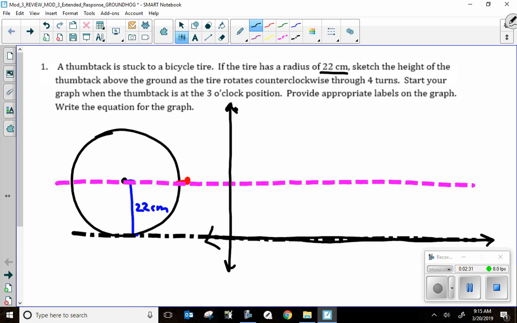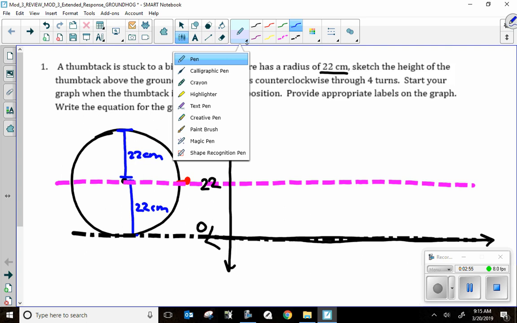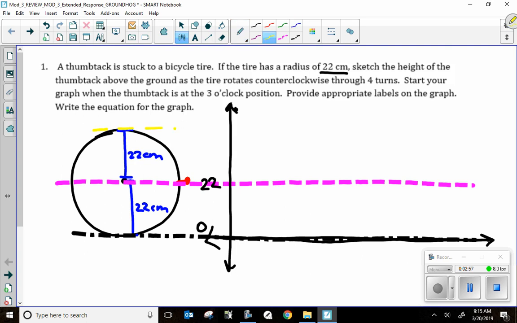That's a height of 0, so that's 0 on the y-axis. This would be a height of 22, because it's 22 centimeters. So my thumbtack, not only is it going to start 22 centimeters off the ground, it will reach a high point of another 22 centimeters above that. That is my high point, and what is that? Well, 22 more than 22 would be 44.